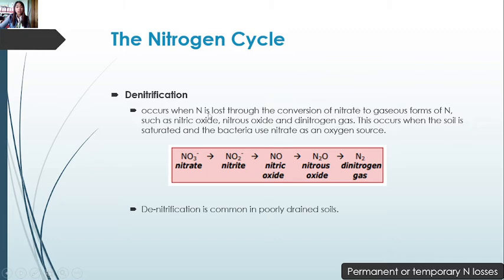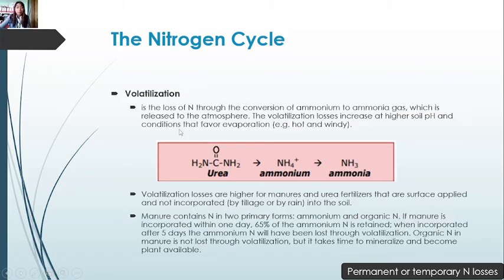Denitrification occurs when nitrogen is lost through the conversion of nitrate to gaseous form of nitrogen. Such as conversion of nitrogen into nitric oxide, nitrous oxide, and then dinitrogen gas. So, basta the end product is a gas. Okay? And this is common in poorly drained soils. And then volatilization, end product is ammonia. Okay, so the conversion of ammonium to ammonia gas.